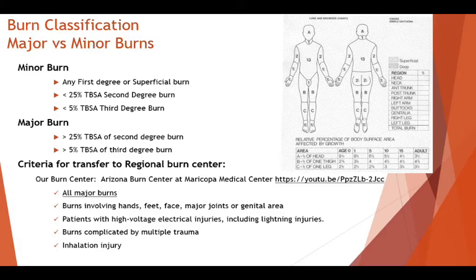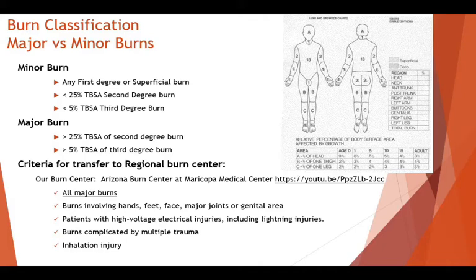Our burn center, in case you don't know, is at Maricopa Medical Center, which is now Valley-Wise, but Maricopa Medical Center is our burn unit, and I do have a link there if you want to see their little ad about what their burn unit is like. So all major burns will be transferred to a regional burn center.